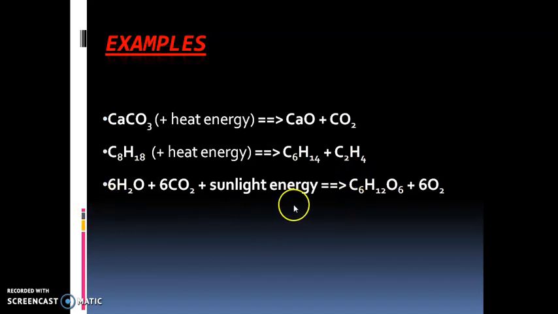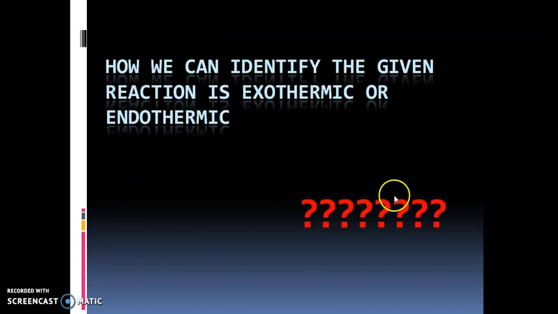The third example is the photosynthesis reaction. It is also an example of an endothermic reaction, and we know that in the photosynthesis reaction sunlight energy is needed for the reaction. So whenever water and carbon dioxide react together in the presence of sunlight, they produce glucose, which we can say is plant food, and oxygen gas. So this is also an example of an endothermic reaction.